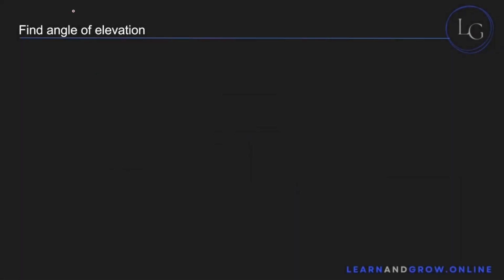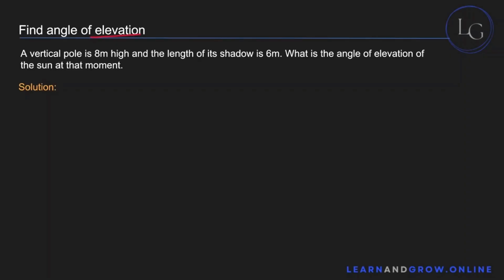Now let's see how you can find the angle of elevation. So basically this is a question that explains what the angle of elevation is. I think it's very self-explanatory, but just in case, it says that a vertical pole 8 meters high and the length of its shadow is 6 meters. What is the angle of elevation of the sun at that moment? So basically what that means is, if you have this pole, by the way, always draw diagrams, that makes things a lot easier for you.